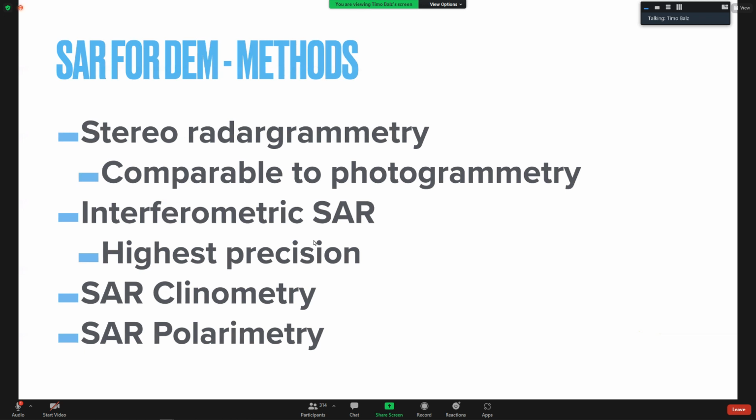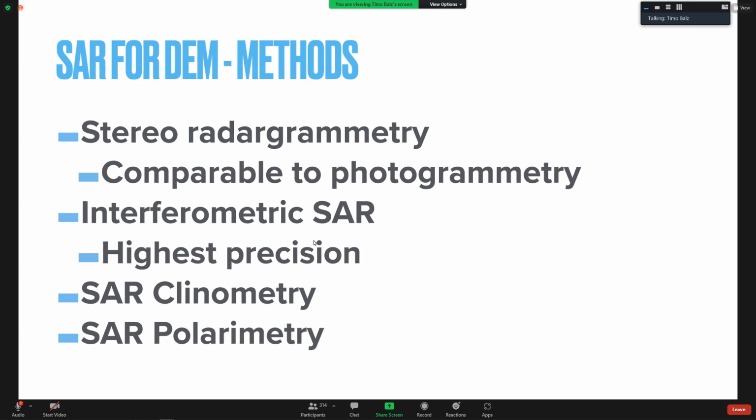So we have different methods for creating a DEM from SAR. One is stereo radargrammetry. That is very similar to photogrammetry. We use two images taken at different angles and then generate a DEM by analyzing the differences in the geometric shift. We then have interferometric SAR, which we will talk most about, probably starting next time. But we will spend most time on that one. It's the typically used method. It gives us the highest quality of data.